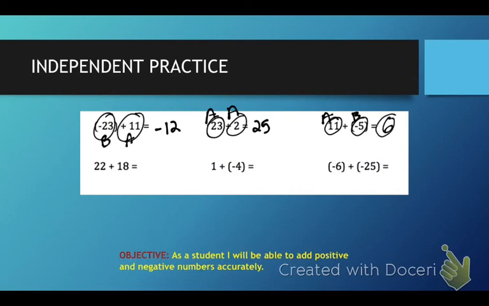All right, next one. 22 plus 18, ladies and gentlemen, that's just a normal addition problem, but they're both allowances as well, $22 and $18. That would give you $40.